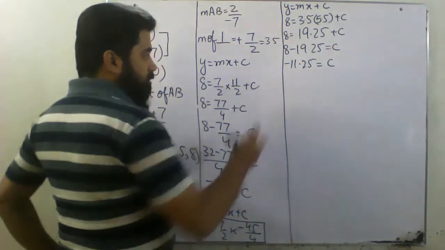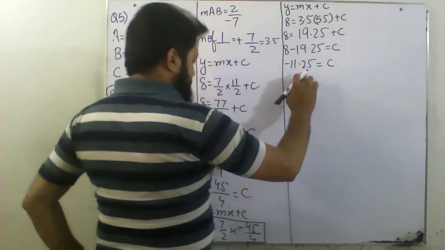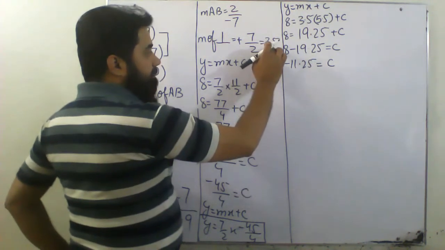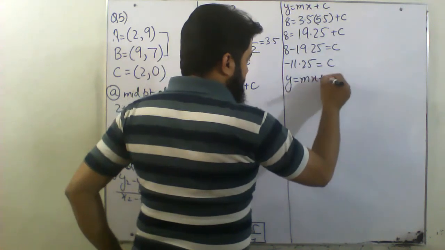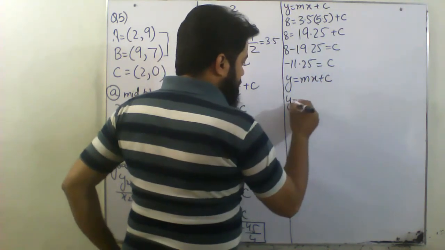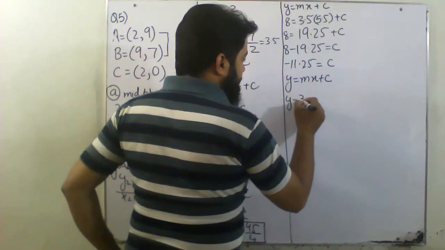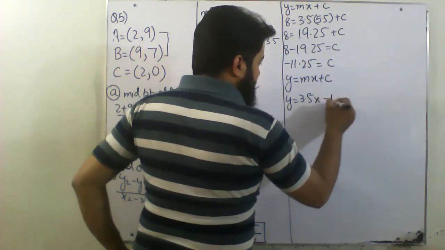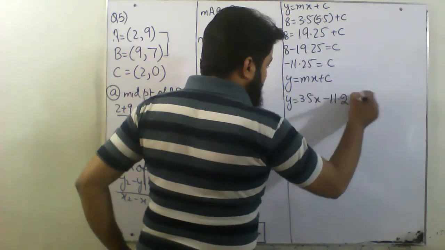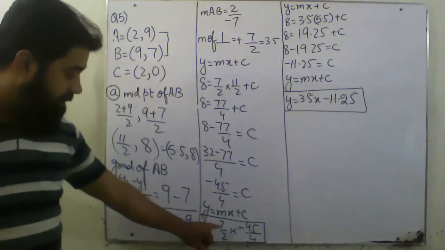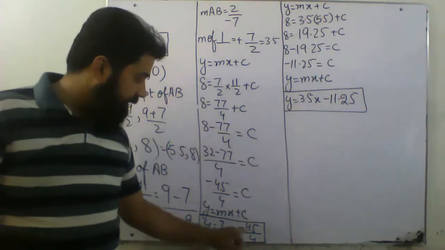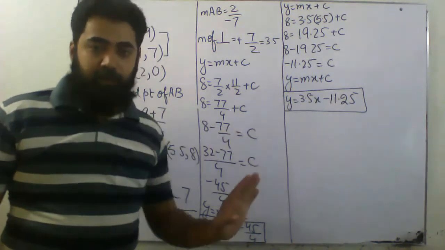Okay, so now I have got the value of m, so y equals mx plus c, so y equals 3.5x minus 11.25. That is the value when you are writing it in decimal form. It's the same thing. 7 over 2, 3.5, 45 over 4, 11.25.